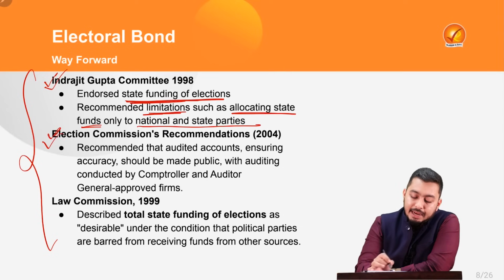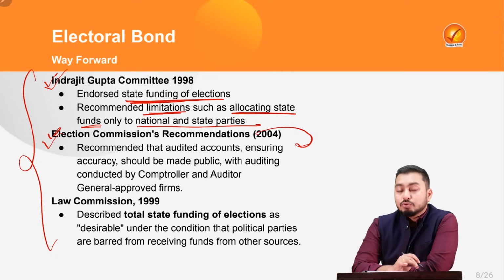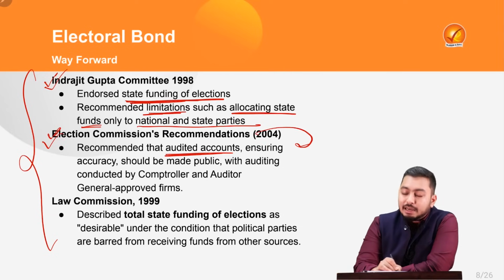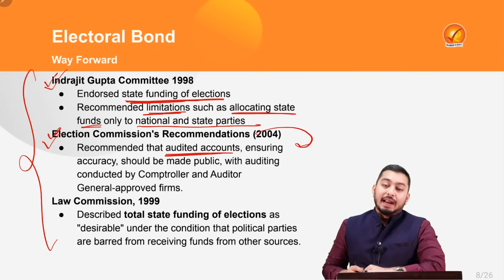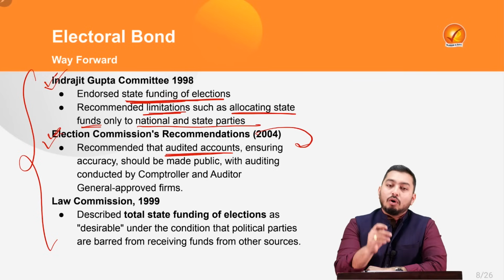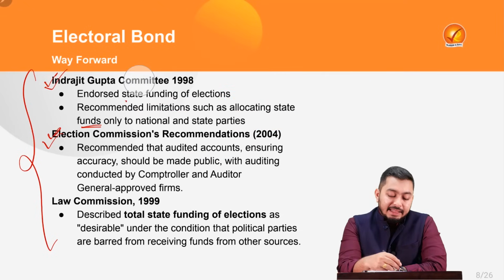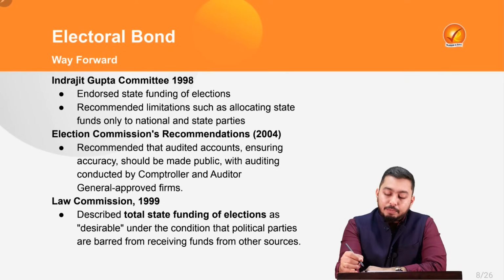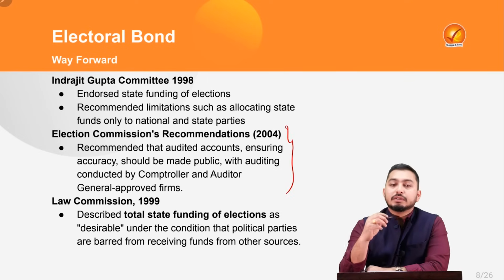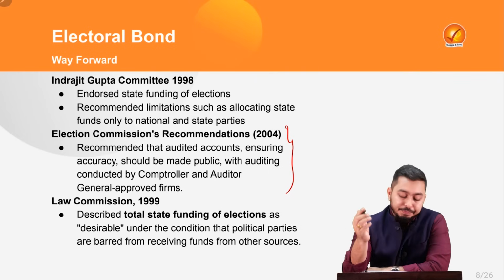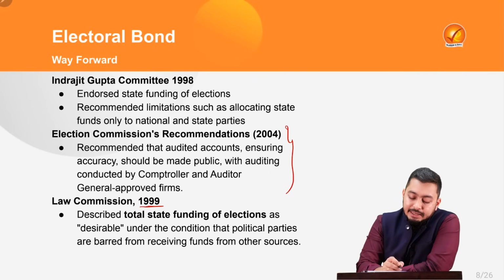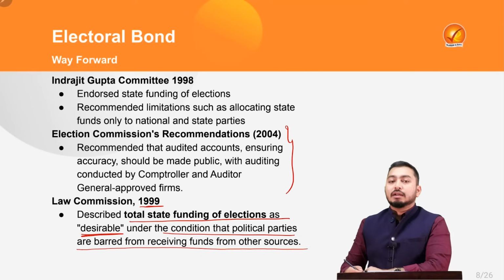On the other hand, ECI has given some recommendations in 2004, and it asked for audited accounts of political parties. And multiple times the issue of how and what quantum of money is coming to a political party, and that same data, to be kept open. Why? Because again, it is part of the right to information of the voters. Then the Law Commission of 1999 described total state funding of elections as desirable under the condition that political parties are barred from receiving funds from other sources.